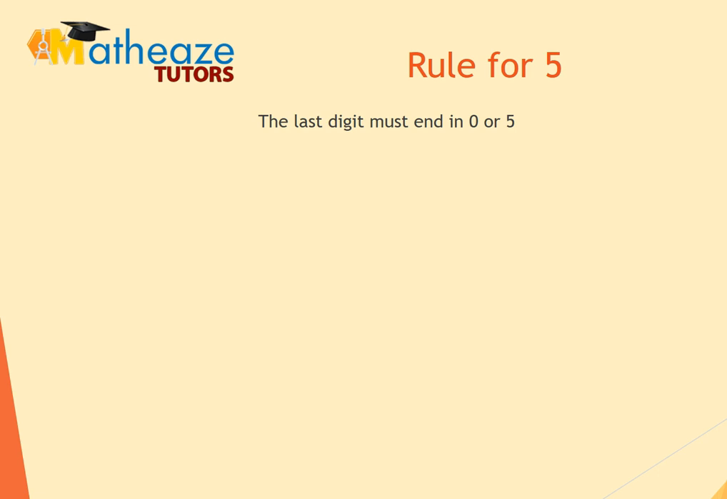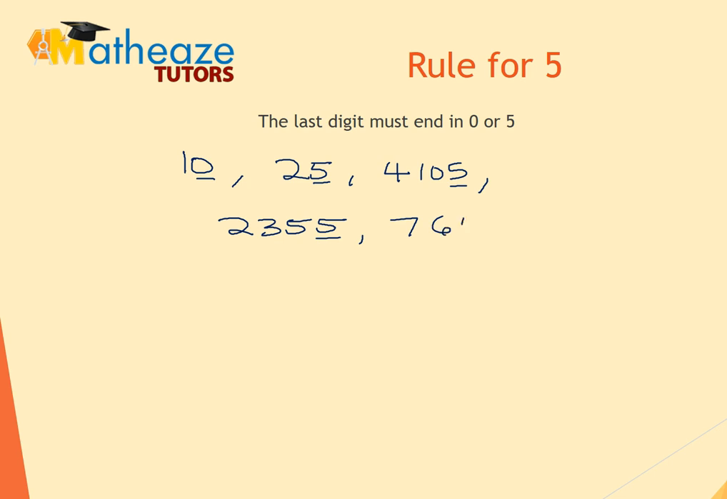Now the rule for 5 indicates that the number must end in a 0 or a 5 for it to be divisible by 5. So let's look at some examples here. 10, 25, which we all know, 4,105, 2355, 76545. So as long as it ends with a 5 or 0, you have 5 as a factor.